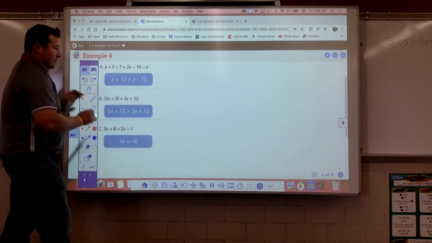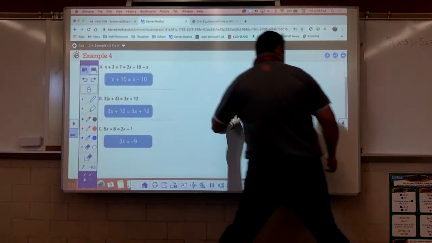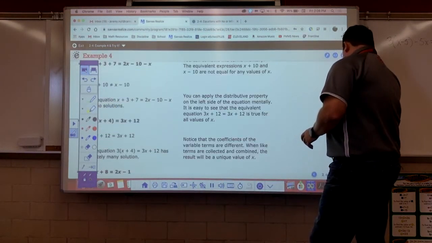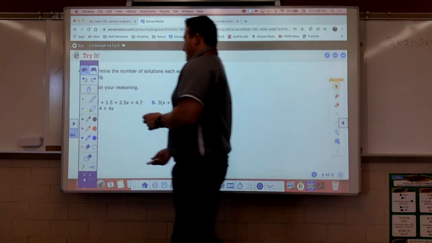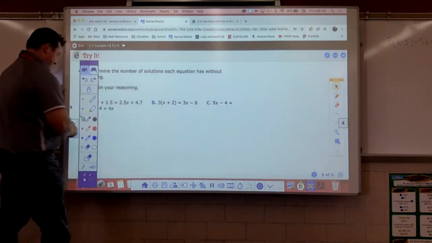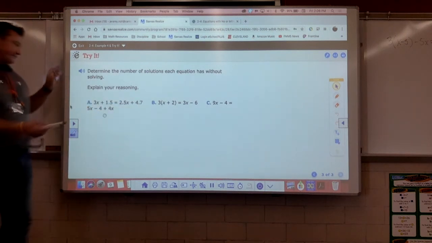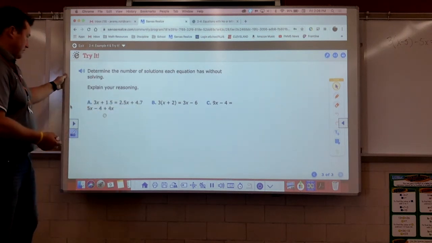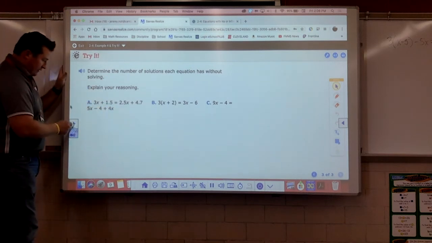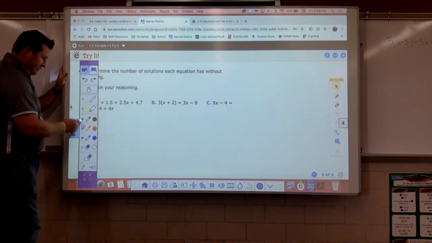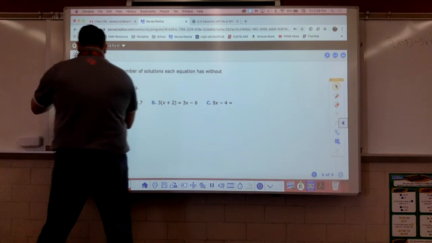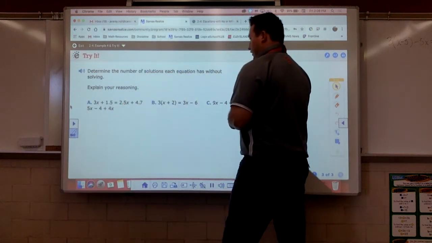How about we do a try it? Would you like to do the try it? Let's do the try it. Okay. Let's determine without solving. Okay. Determine without solving. Now that part there at the bottom is supposed to go over here for letter C. Yeah, they didn't do a very good job of writing this. We're going to give them a not good grade.